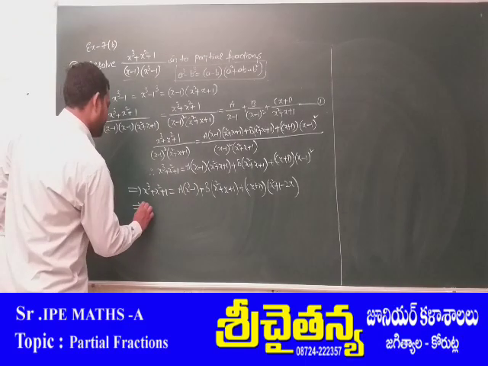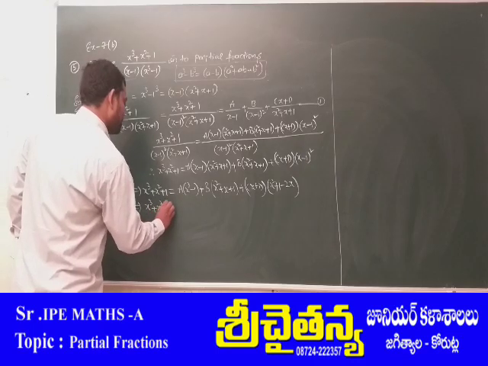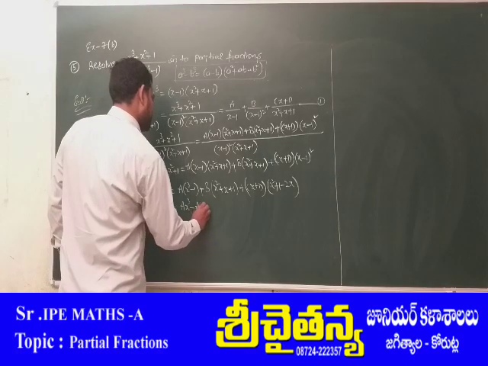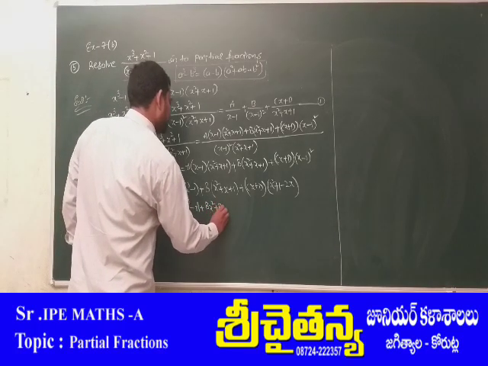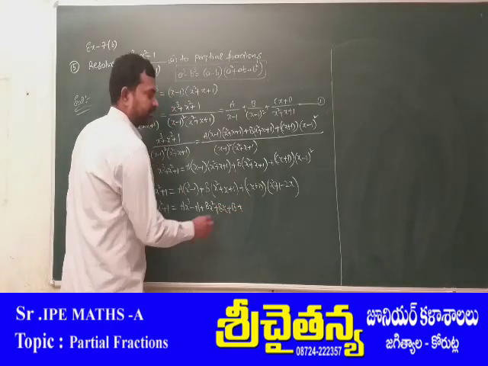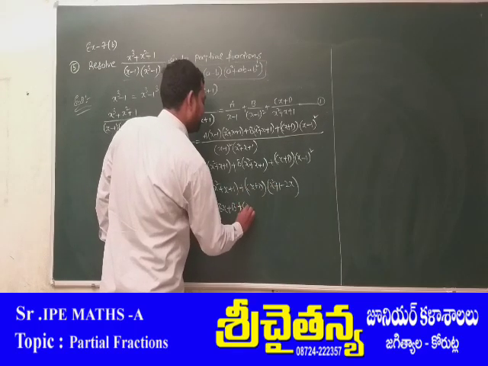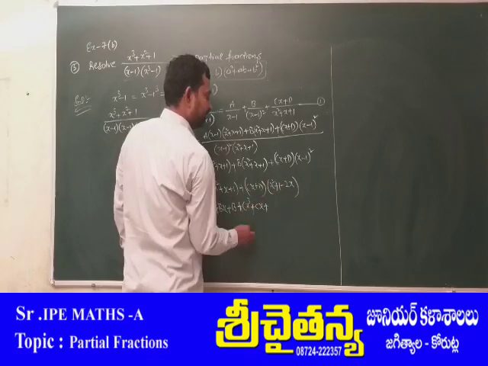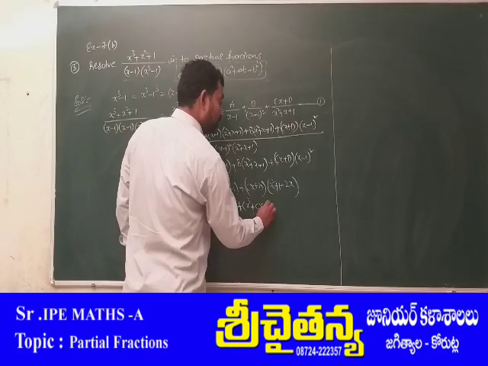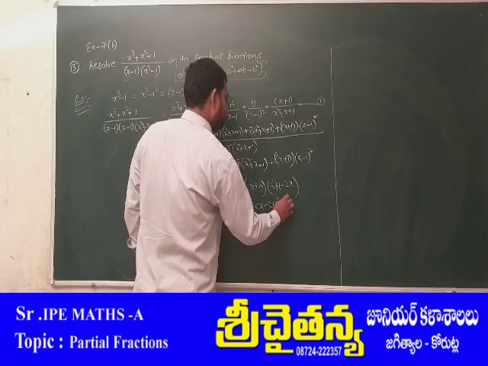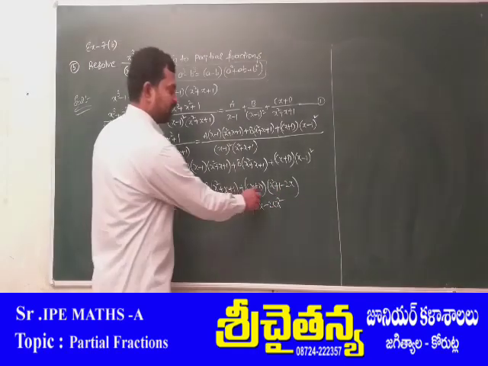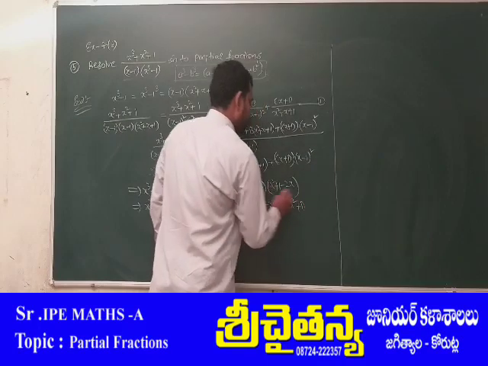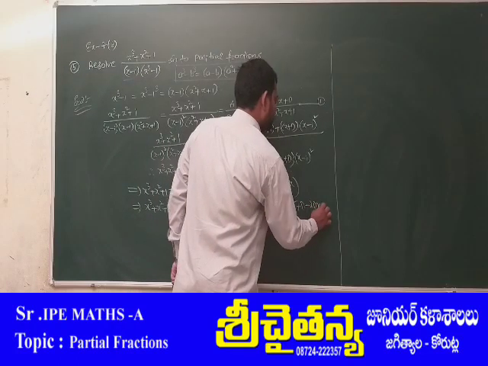Write one more step here: x cube plus x square plus 1 is equal to a into x cube, ax cube minus a, plus bx square plus bx plus b, plus cx into x square is cx cube, plus cx into 1 is cx, plus cx into minus 2x is c into 2 is minus 2c, x into x is x square, minus 2cx square, plus d into x square, dx square, plus d into 1 is plus d, into minus 2x is minus 2dx.